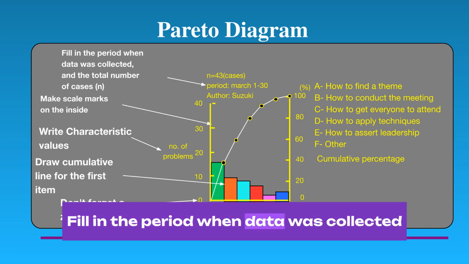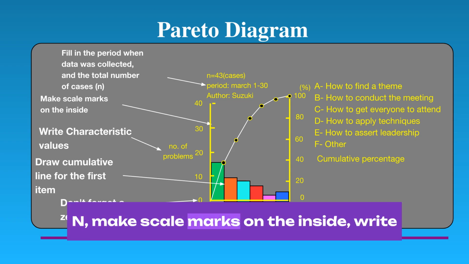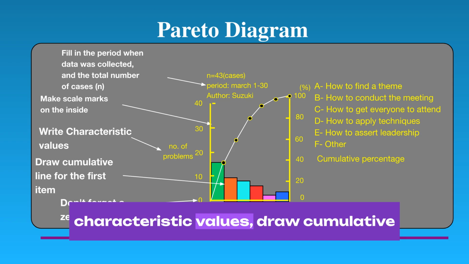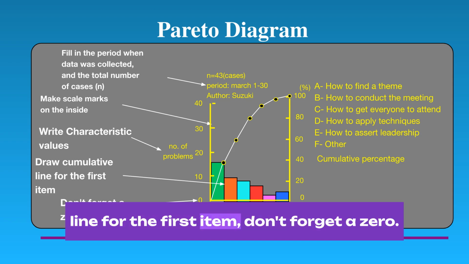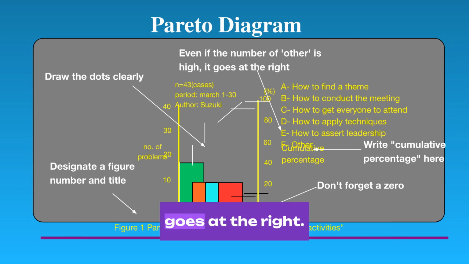Fill in the period when data was collected and the total number of cases. Make scale marks on the inside. Write characteristic values. Draw a cumulative line for the first item. Don't forget a 0. Even if the number of others is high, it goes at the right.